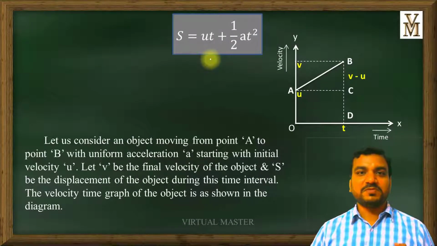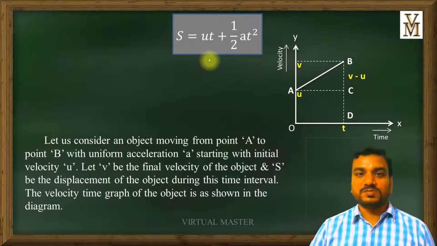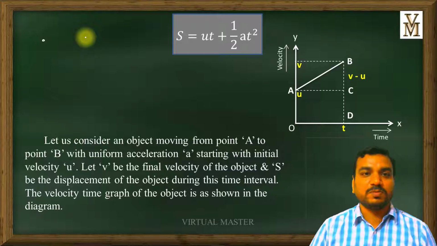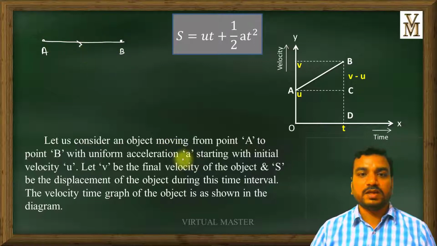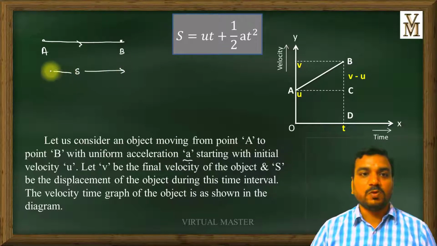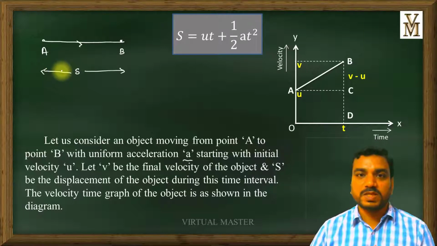First, let us derive the equation for the displacement of the object, that is s equals ut plus half at square. To derive this equation, let us consider an object moving from point A to point B with a uniform acceleration small a. Let s be the displacement of the object from point A to point B.